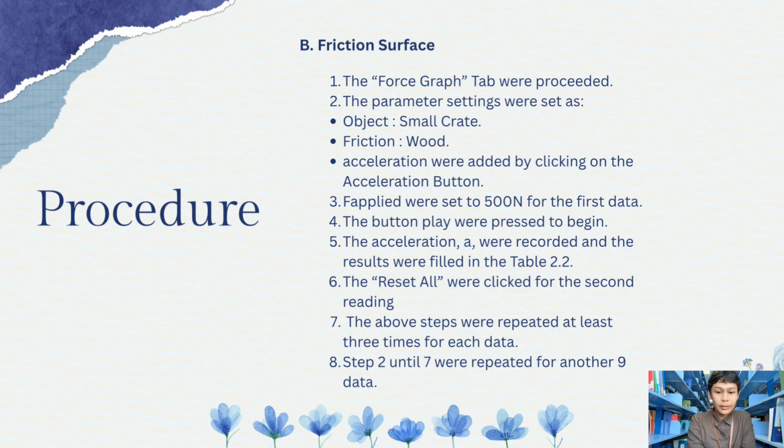The acceleration a was recorded and the results were filled in table 2.2. The reset all button was clicked for the second reading. The above steps were repeated at least 3 times for each data. Steps 2 until 7 will repeat for another 9 data.